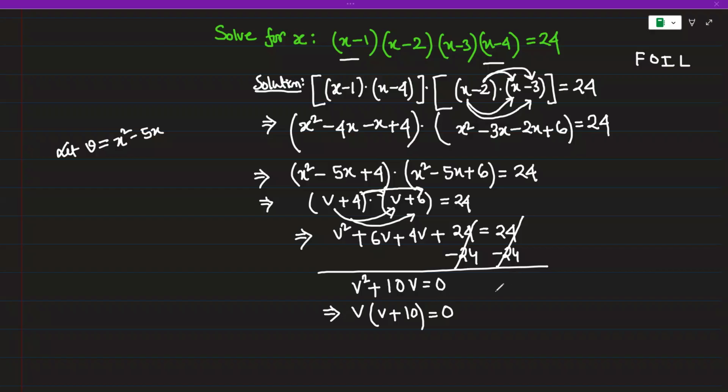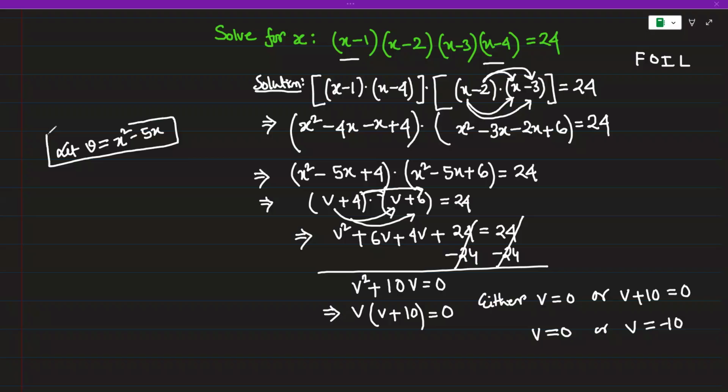Now we use here the zero product property. That means either v equals 0 or v plus 10 equals 0. That means v equals 0 or v equals negative 10. Now we substitute back to get our final solution for x, where we assumed v equals x squared minus 5x.